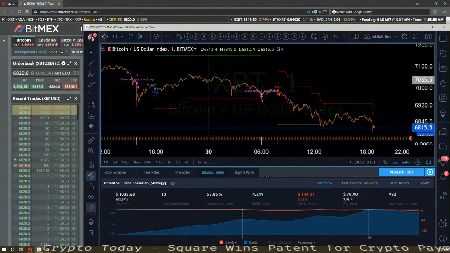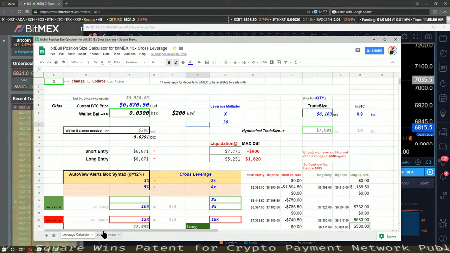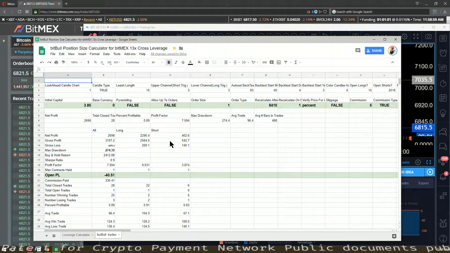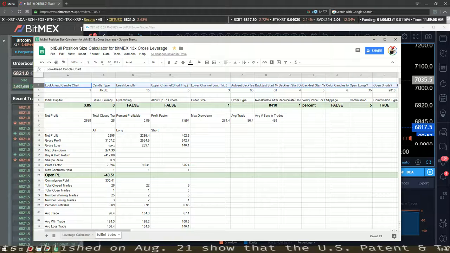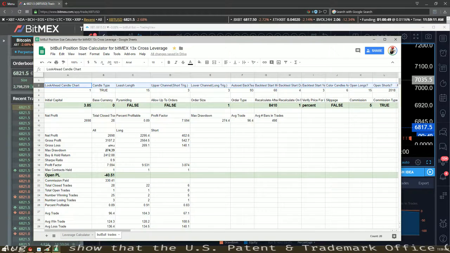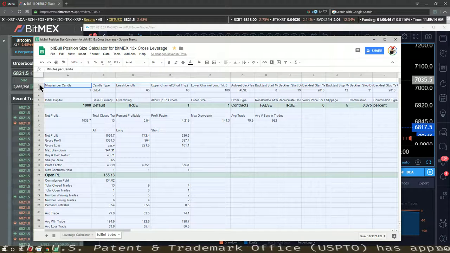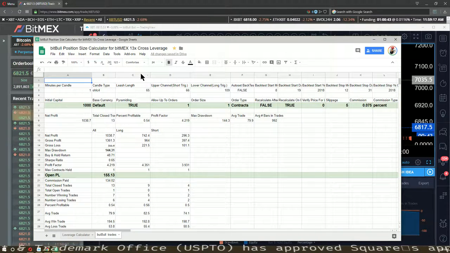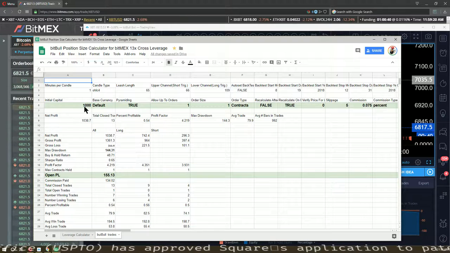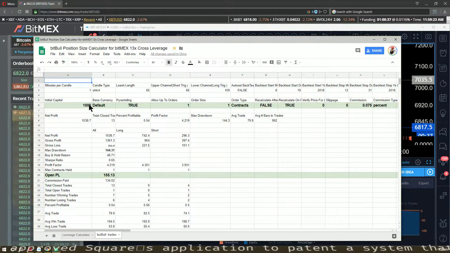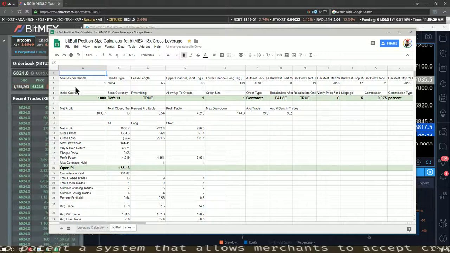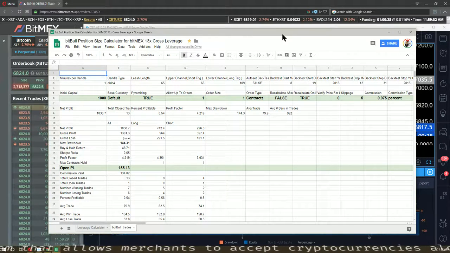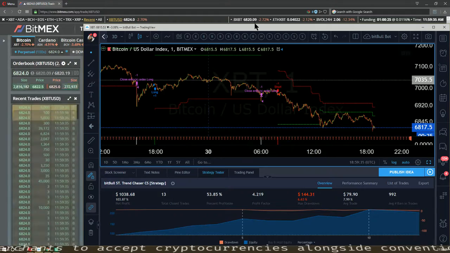Pull out the leverage calculator. Underneath bitBull trades, you'll find these trades here for you to copy and paste. All right, so this is it. Strategy, initial capital, 1,000. Starting with 1,000, I want to get it to where I can trade with high leverage.